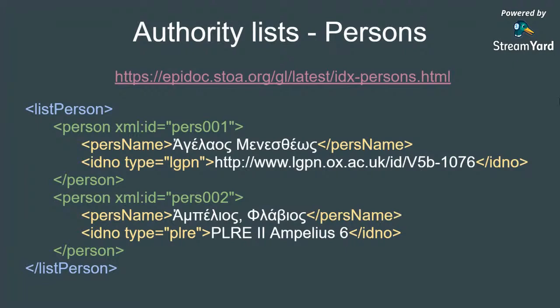We then have the authority list for persons, and in this case we have again a list person, and the item is not an item, but it's a tag called person. Again, an XML ID, a person name, and in this case, two links to different external resources. The first one is, again, the Lexicon of Greek Personal Names, and the second one is the Prosopography of the Later Roman Empire, which is not a link per se, but it's a reference.